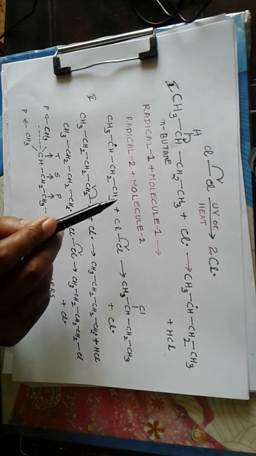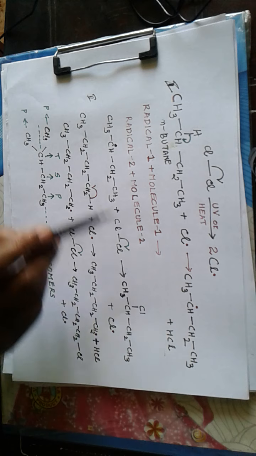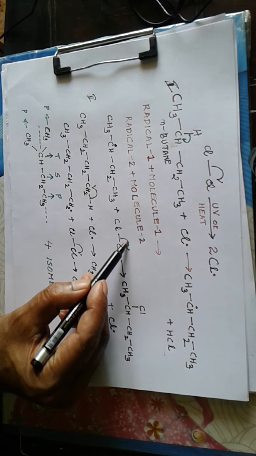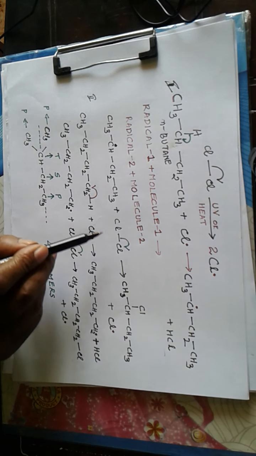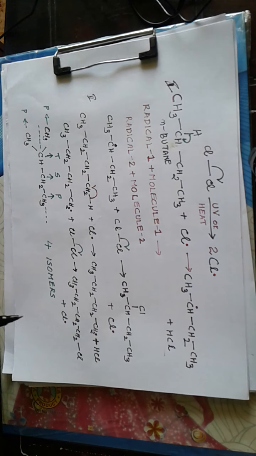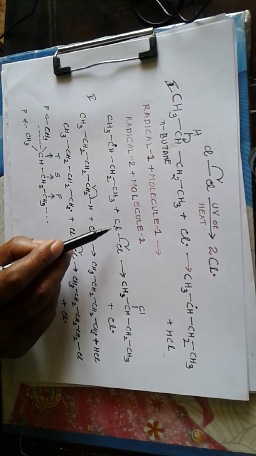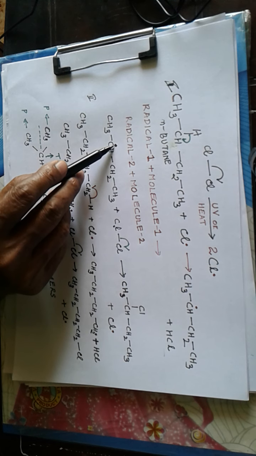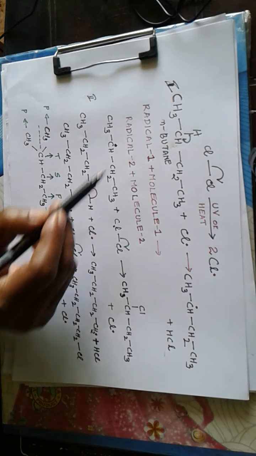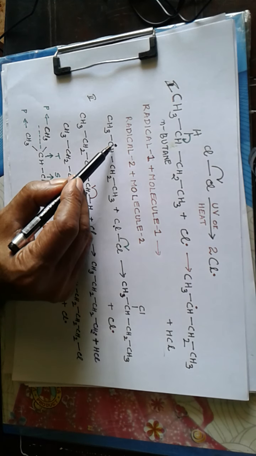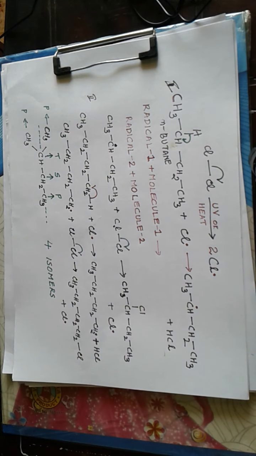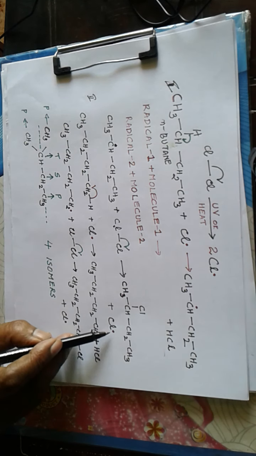Now the same pattern is followed by this radical. This radical reacts with a chlorine molecule. Now chlorine molecule undergoes homolytic cleavage, and two chlorine radicals are created. One chlorine radical combines with this carbon, so that the single electron orbital of this chlorine overlaps with the single electron orbital of this carbon, producing a C-Cl bond. Now this chlorine radical is left free.